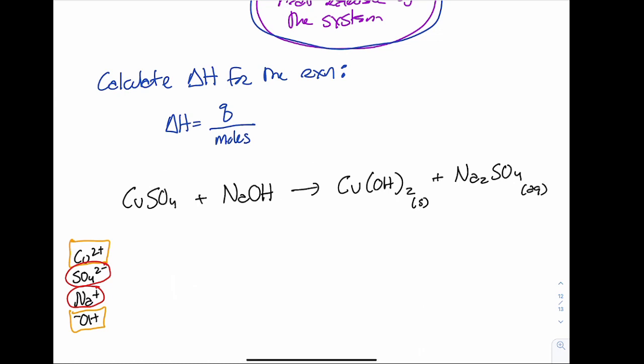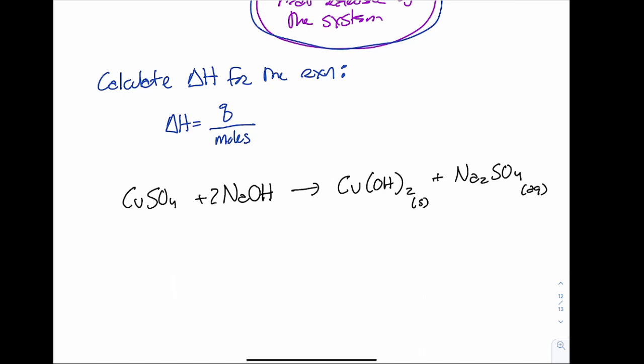I am going to balance this. On my product side, I have 2 hydroxide. On my reactant side, I have 1. So if I put a 2 in front of sodium hydroxide, that also gives me 2 sodium, but over here I have 2 sodium, so that helps. I have 1 sulfate on both sides, and I have 1 copper on both sides, so this is balanced.